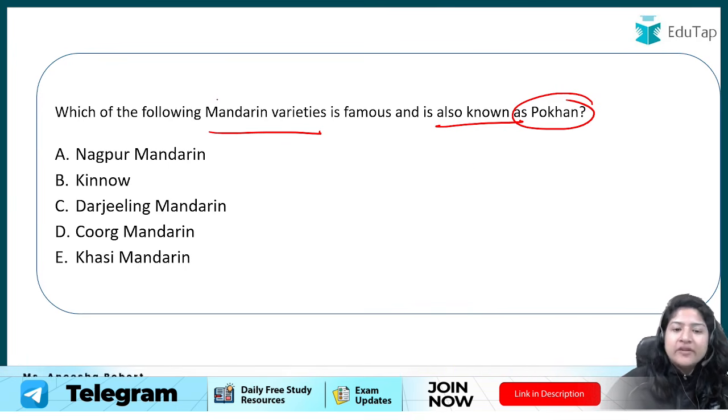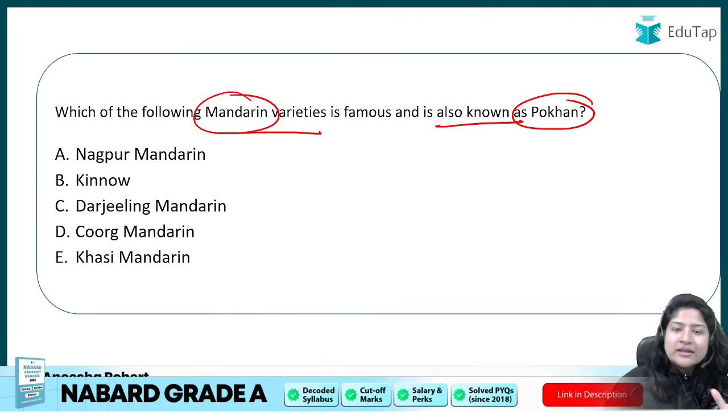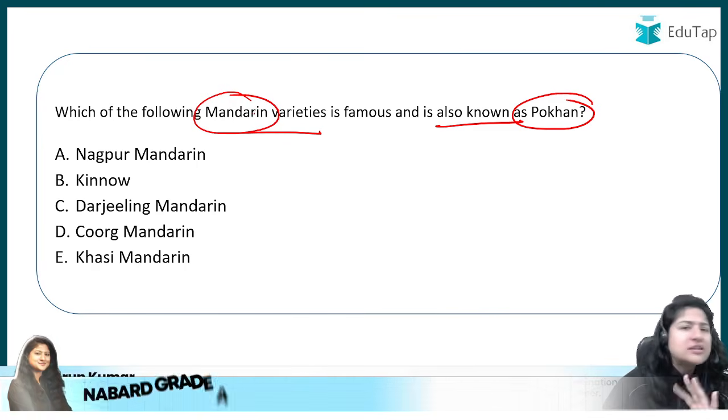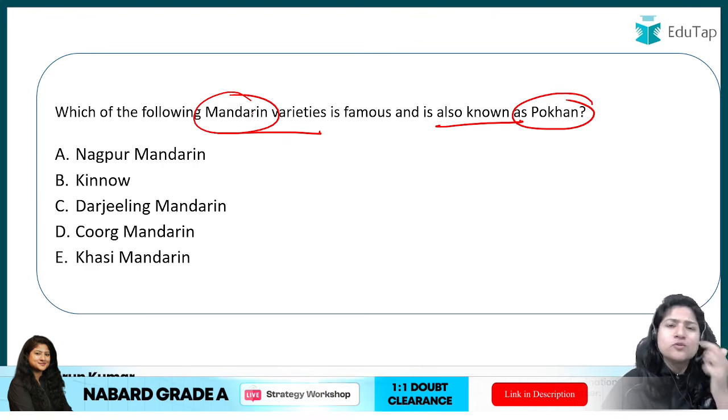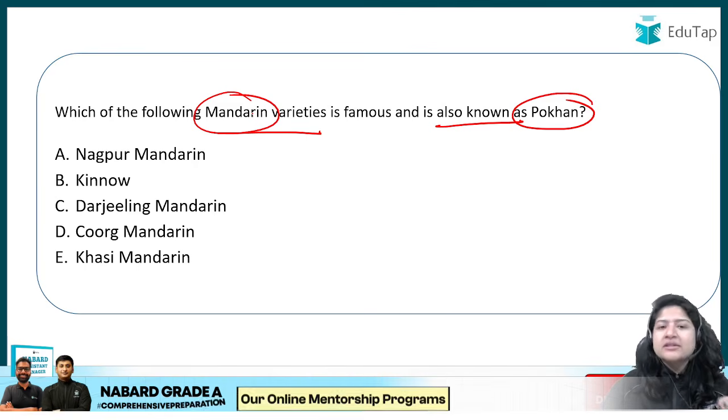Like there are different varieties. Mandarin is a type of citrus fruit. So it's never been asked what the variety of apple is, or which of the following is a variety of grapes. Such questions have never been asked. Grapes, yes, one or two questions have been asked, but grapes is an important topic of your plantation and horticulture, so it is expected. But from others, it has never been asked.